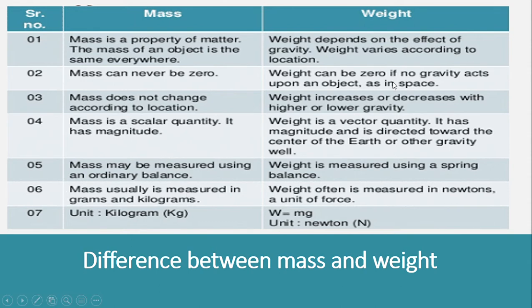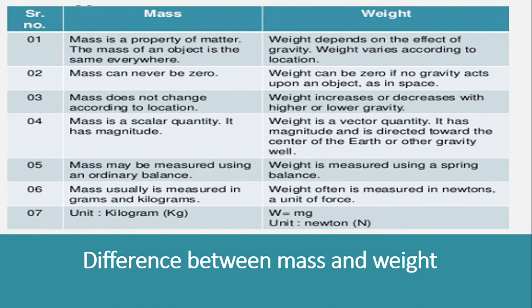However, coming to the other side, weight depends on the effect of gravity, and it is not a single absolute number. It can change from location to location, at different altitudes. So weight is basically a force. So it's not a property of matter. It's basically the force that the Earth exerts on that specific object, and it can vary. So weight can be zero if no gravity acts upon an object, as in space. Weight increases or decreases with higher or lower gravity. That I also told you earlier, and it depends basically on the altitude.